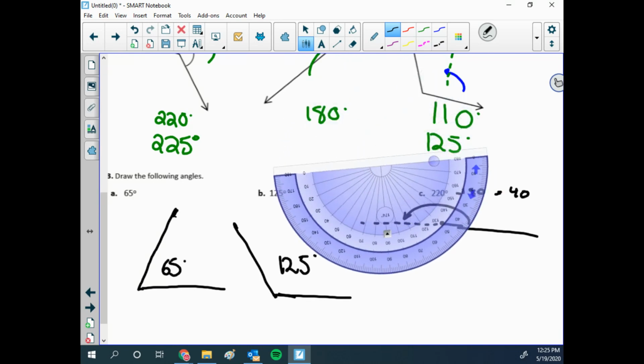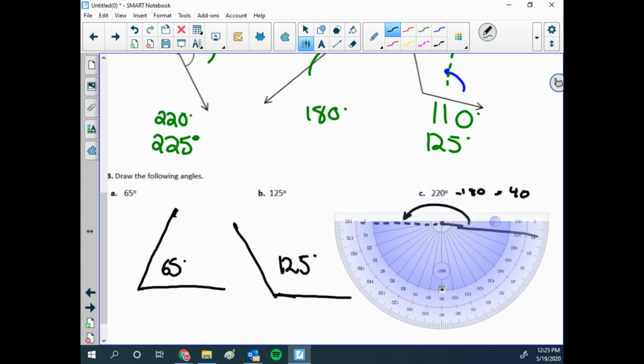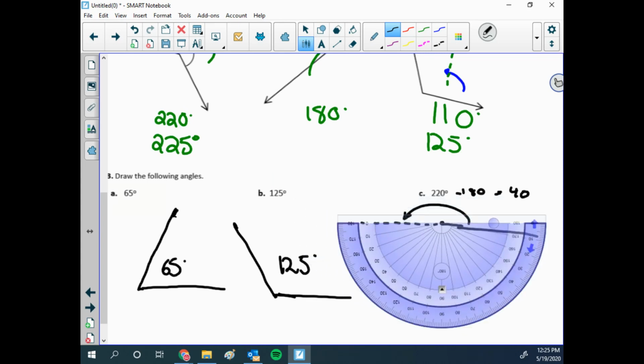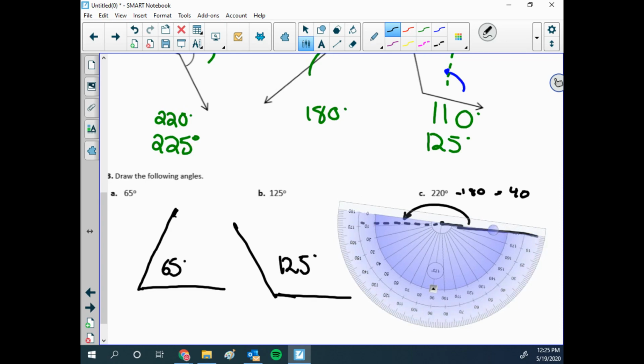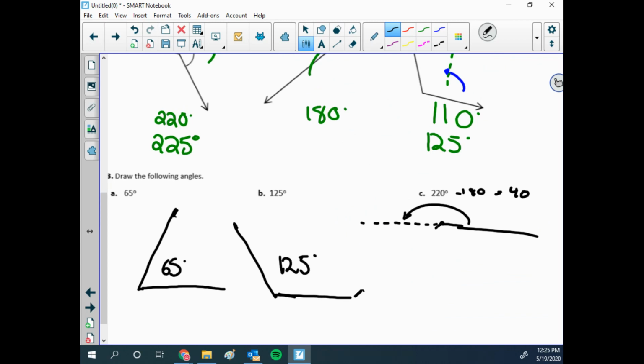So I'll take this and put it on my vertex. And hopefully this line is straight, which mine is not, but that's fine. Hopefully yours is better. Okay. And so from there, we have to measure 40 degrees. So 40 would be right around here. So I would connect my vertex to there. And so all the way around would be 220 degrees because we're adding the 180 plus 40 to it.